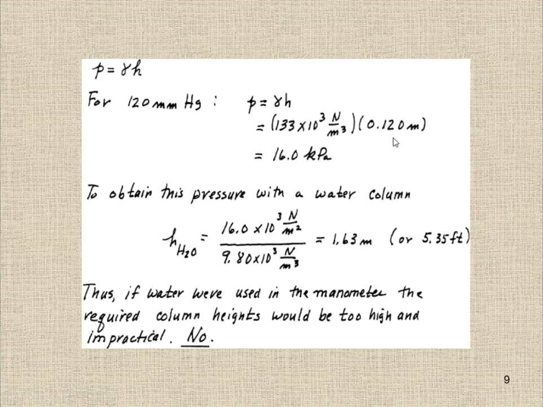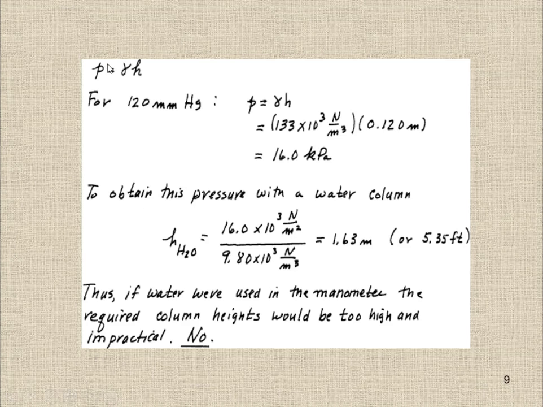So you have to convert, because this is an SI unit, and this is in millimeter of Hg, the CGS system or something. So you can convert it into the SI system. So this is going to be 0.12, and you convert it into 16 kilopascal. So for the same pressure, we can see what height of the column you will get to achieve the same pressure by using water.